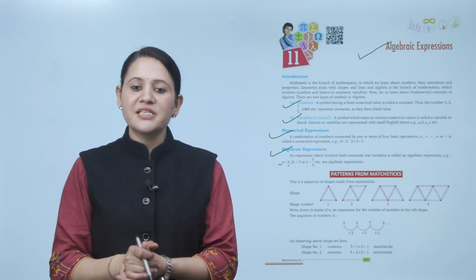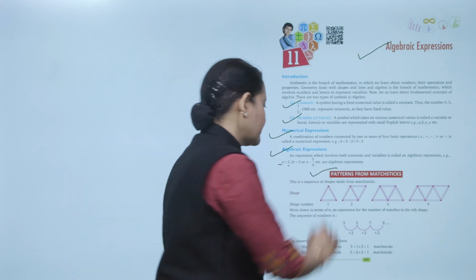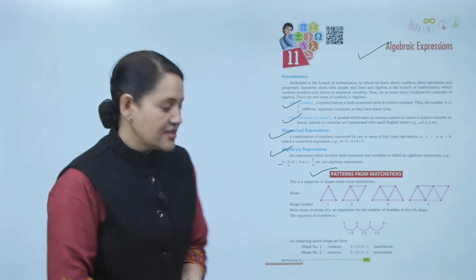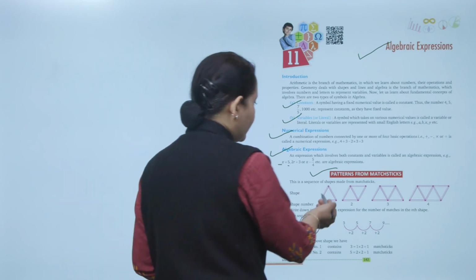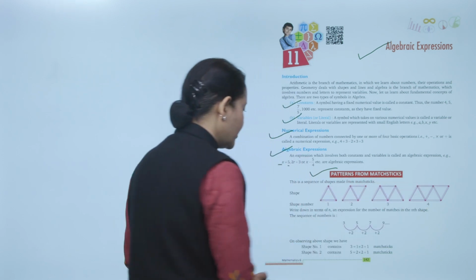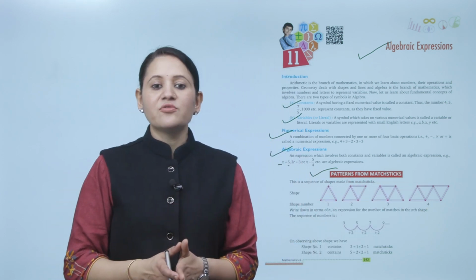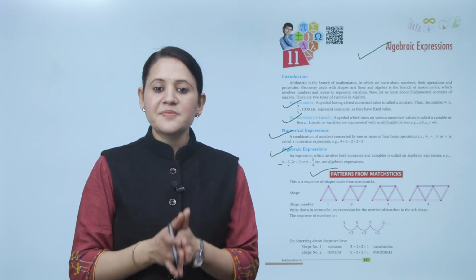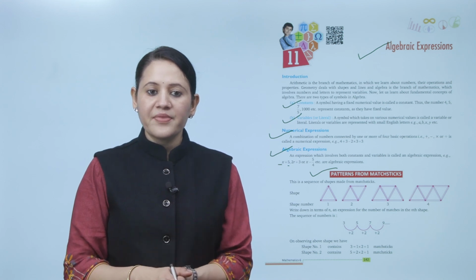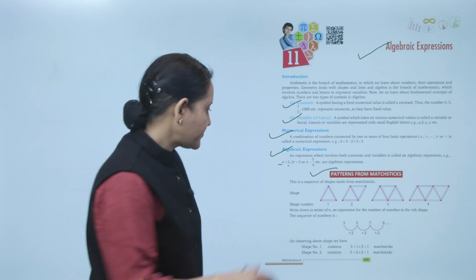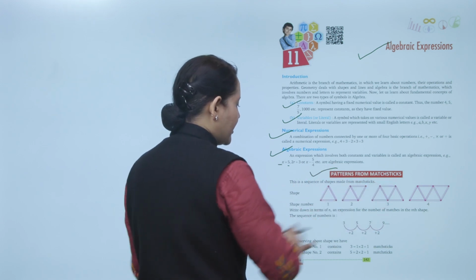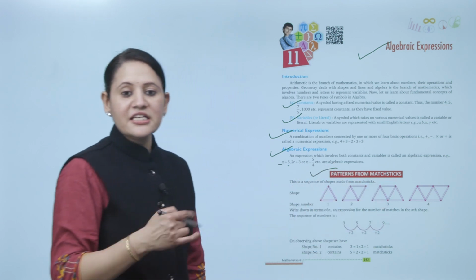Next is pattern from the matchstick. This is a sequence of shapes made by matchsticks. Shape number 1 is like this. We added 2 more matchsticks. Second is this. Third, fourth like this. So write down the expression for the number of matches in the nth shape. The sequence of numbers is: in the first one there are 3 matchsticks, next 5, then 7 and then 9. So every time we are adding 2.